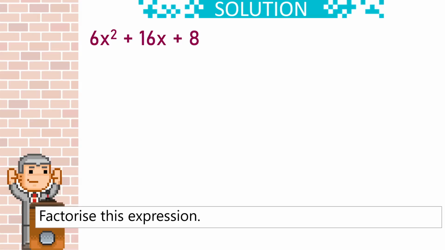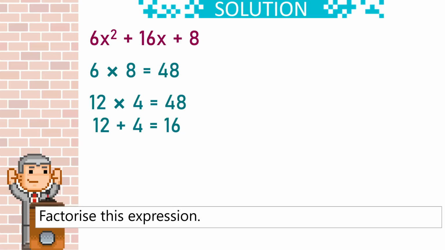In this question, we're going to start by multiplying the a and the c. A is the coefficient of the x squared, which is 6, and c is the end one, which is 8. So 6 times 8 is 48. So we need two numbers that multiply together to make 48 and add together to make our b number, which is 16. It's the coefficient of the x. That's going to be 12 and 4. So 12 times 4 is 48, 12 plus 4 is 16.